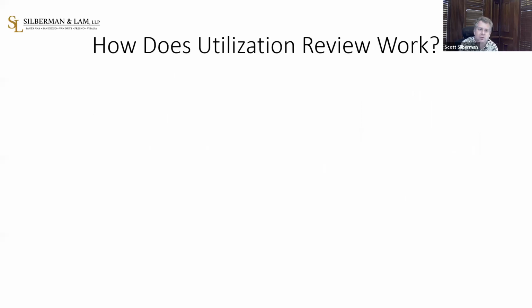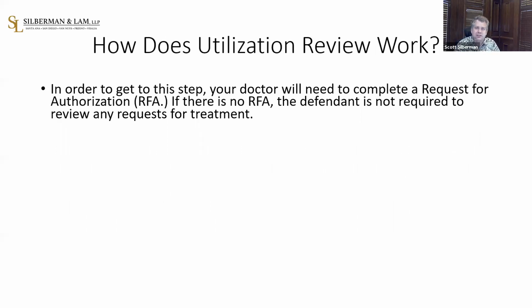Okay, so the first step, as we just covered, was utilization review. And the question is, how does utilization review work? How do we get there? In order to get to this step, your doctor needs to complete a request for authorization. Here's another acronym you'll hear a lot, RFA. When your doctor tells you, we're going to need to prescribe some medication for you, it's not like when you go to your own HMO doctor and they write the prescription and you go downstairs or across the street to the pharmacy and get the medication. While they may hand you your prescription at the time, they also have to fill out a request for authorization, or an RFA. If there is no RFA done by your doctor, the defendant is not required to review any request for treatment.